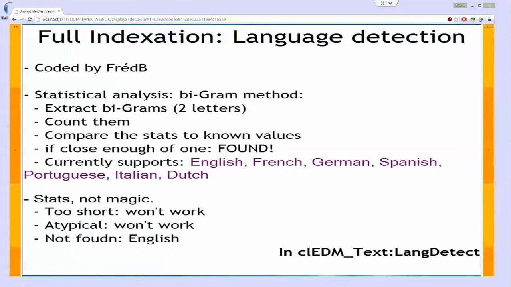So you need to have a default value. In our case, I decided that if we don't find which language it is, we say, well, okay, it's in English. And after that, we do what we can.